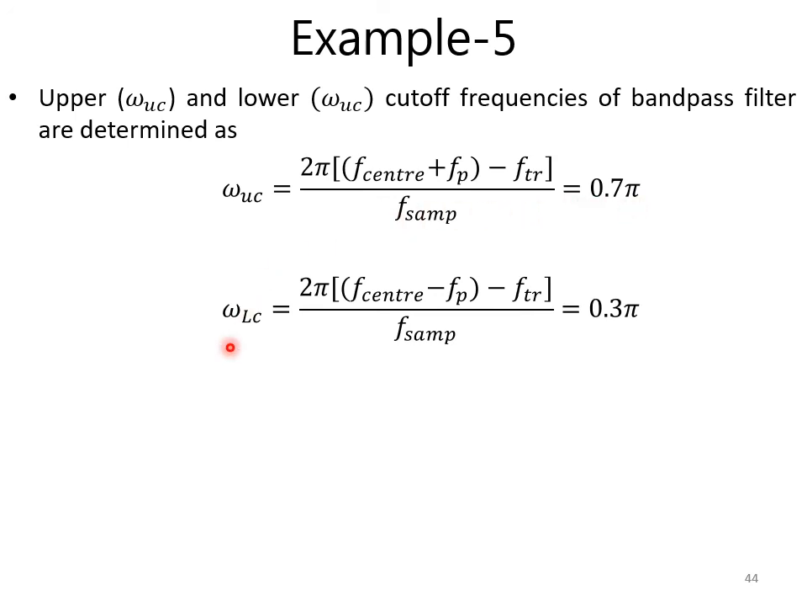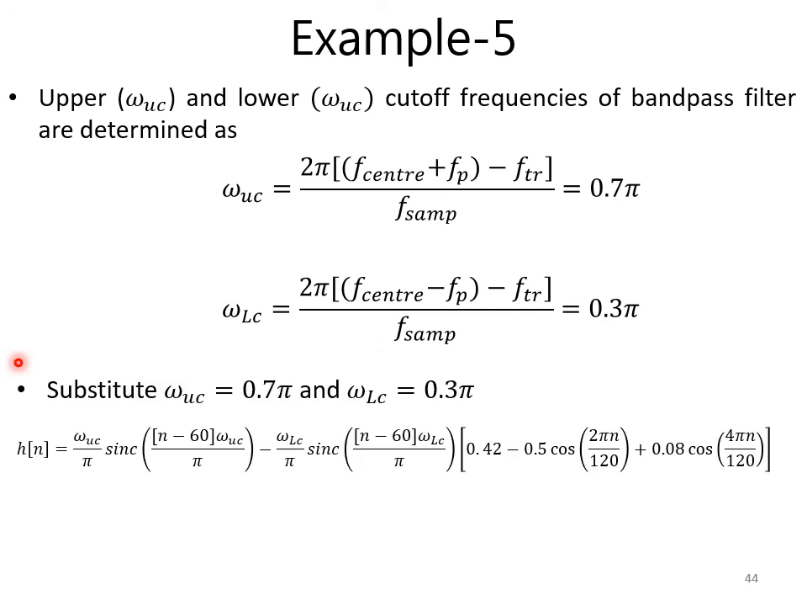And similarly, lower cutoff frequency is center frequency minus pass band frequency and minus the transition band, which came out to be 0.3 pi. So substituting these values into the impulse response, we now have the filter, and we can find out the coefficient of the filter by substituting different values of n.